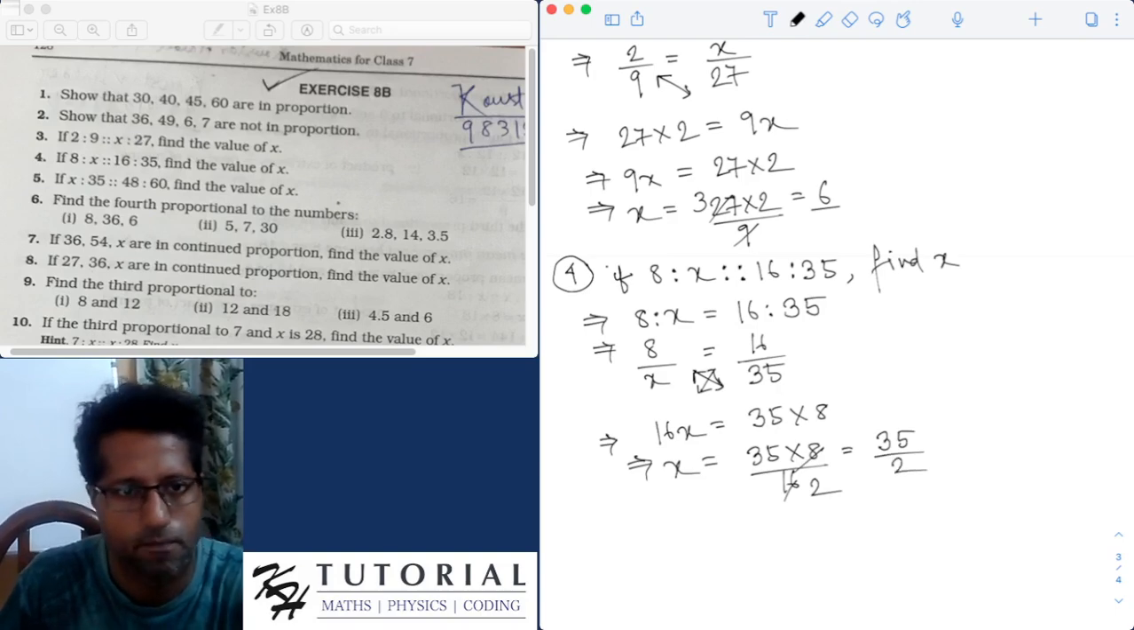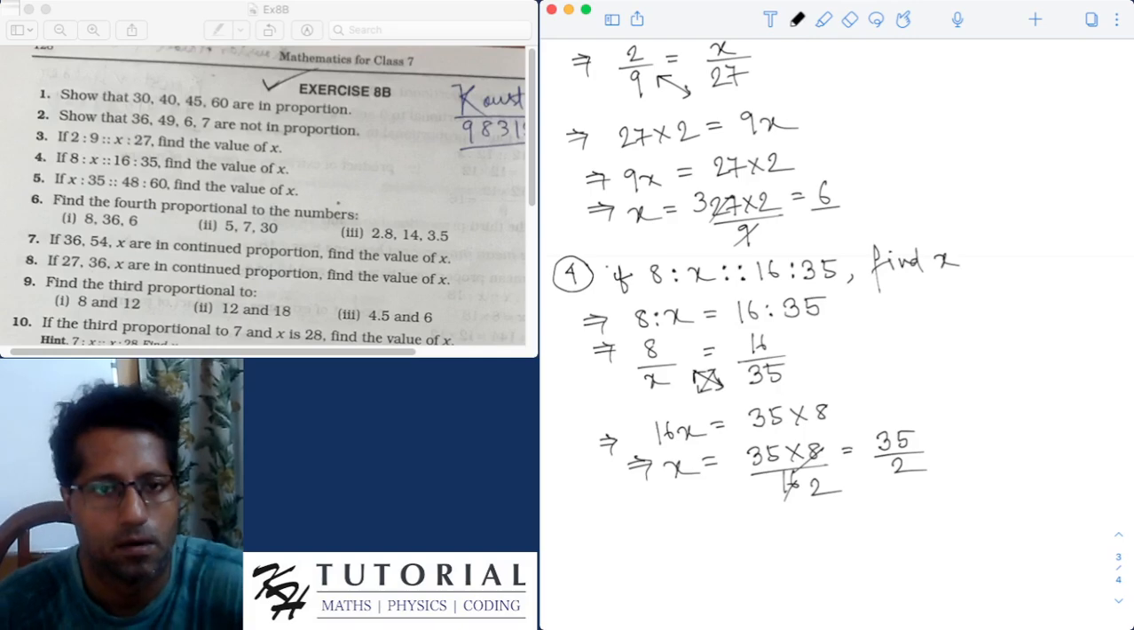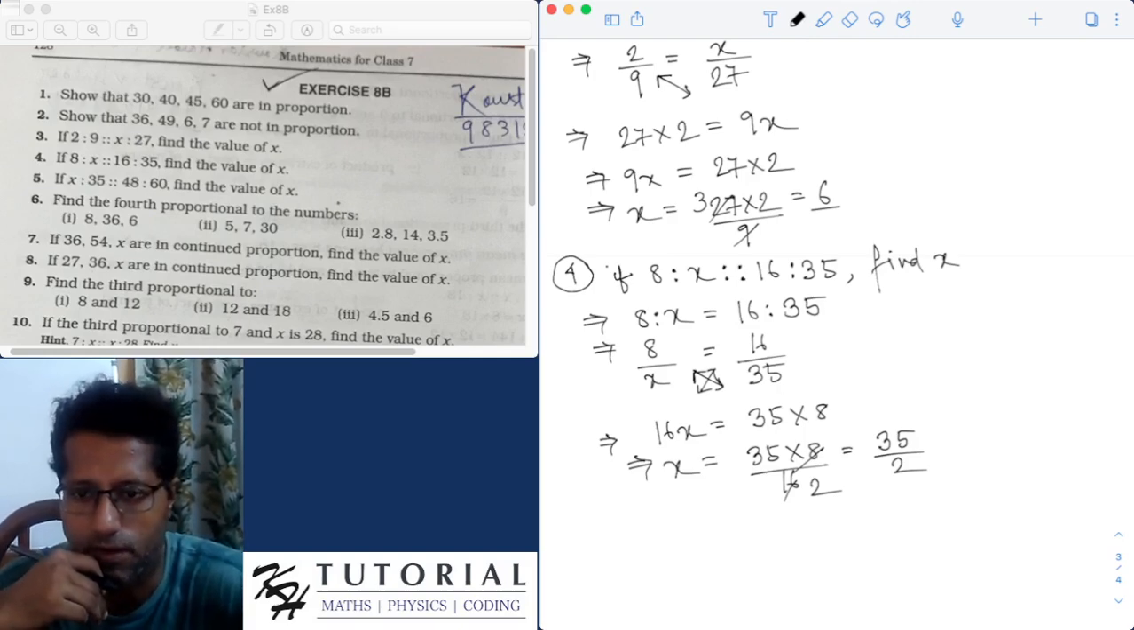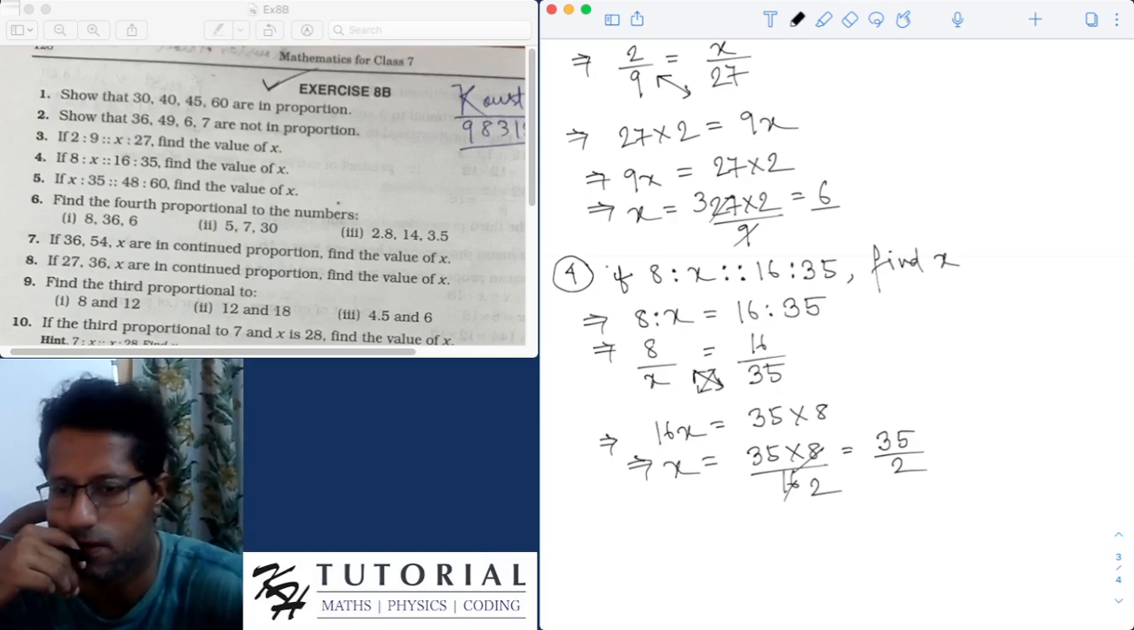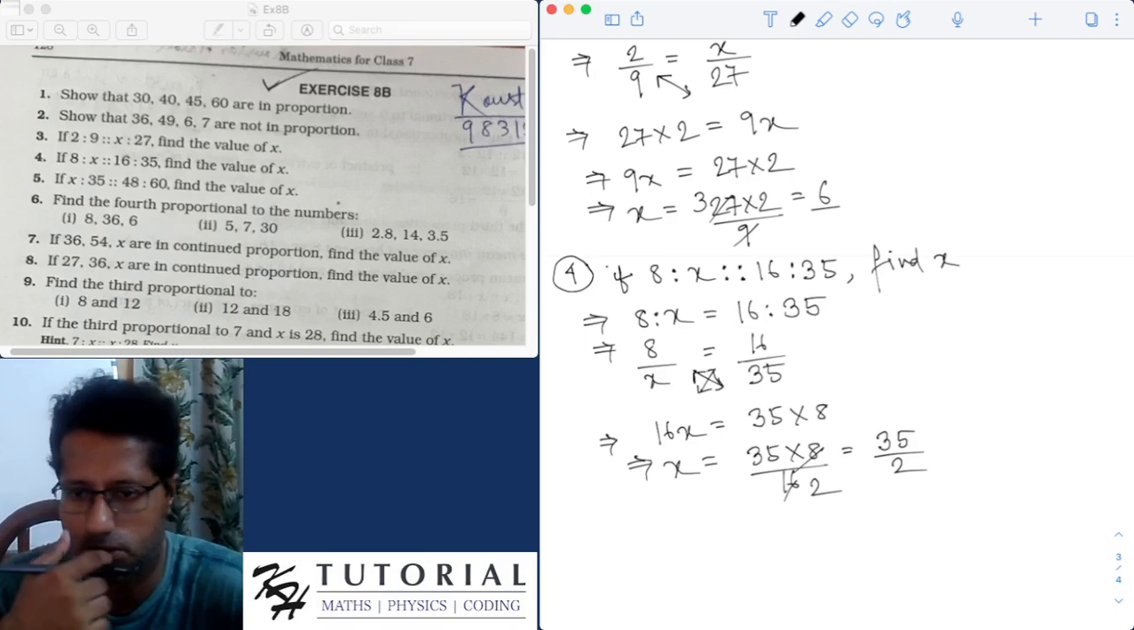This is 35 by 2. Let me check if I did it correctly or not. 8 is to x is given as equal to 16 is to 35. So 8 by x equals 16 by 35, and 16x equals 35 into 8. x equals 35 into 8 by 16. Okay.